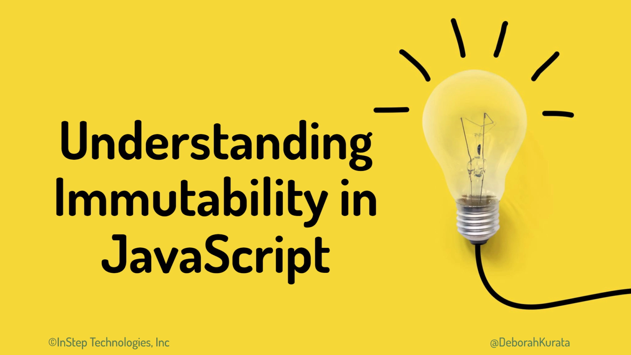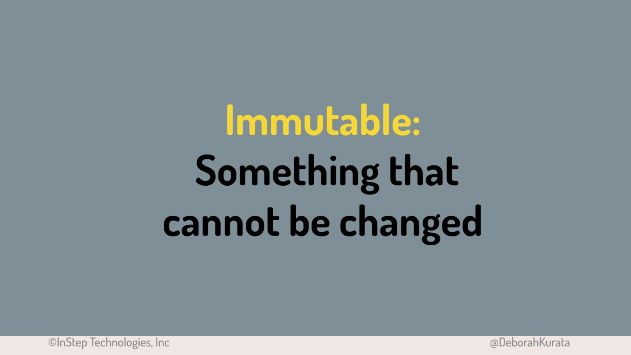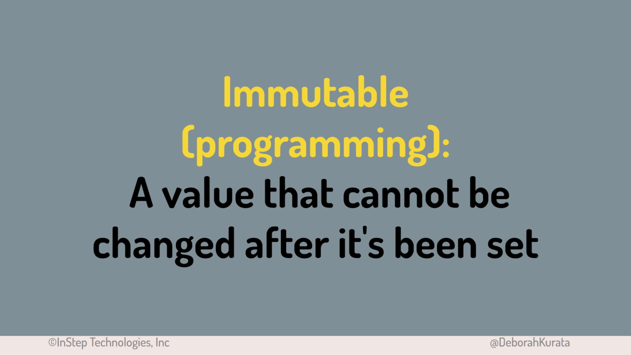We often hear the terms immutable and immutability. What do they mean? And as developers, why should we care? Immutable basically means something that cannot be changed. In programming, immutable is used to describe a value that cannot be changed after it's been set.